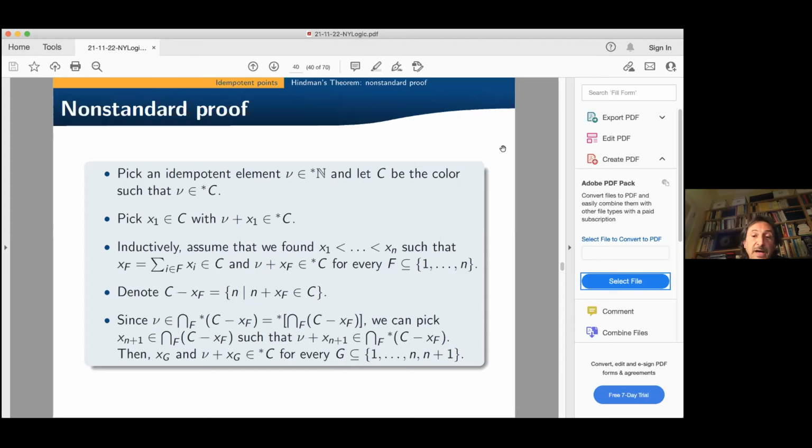If you translate back what it means to belong to those intersections, you get the desired property. So you will have that for any subset G of 1 to n+1, all the finite sums xG and Ni plus xG belong to the set. And that's a proof of Hindman's theorem. I'm not hiding anything. This is the complete proof of Hindman's theorem by assuming this idempotent element.